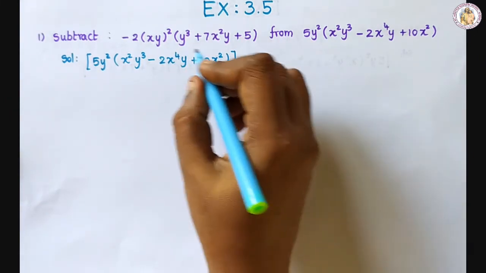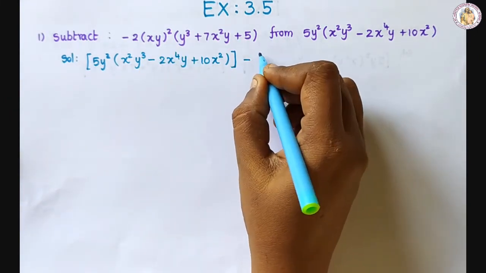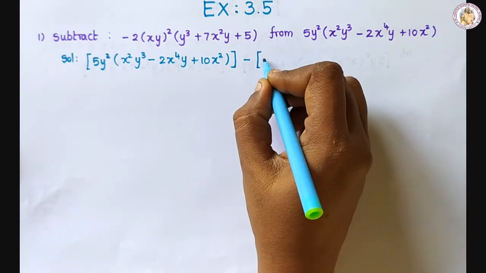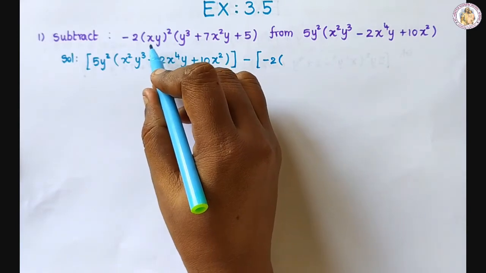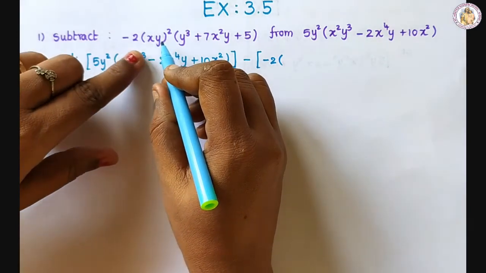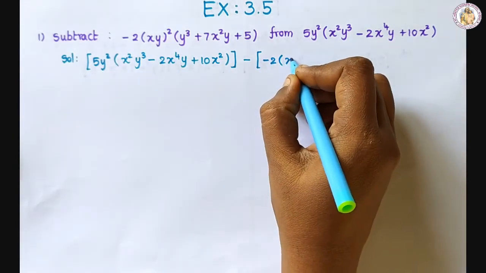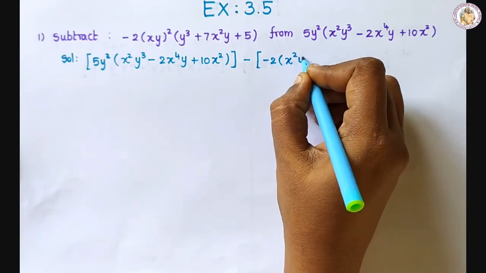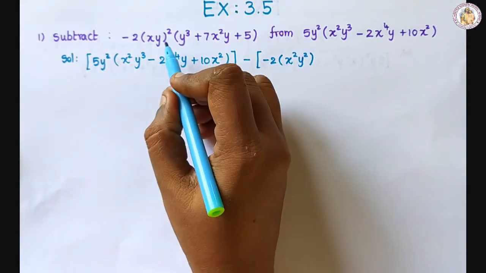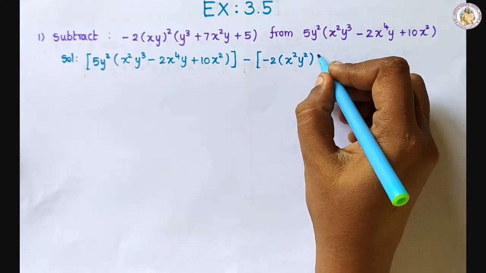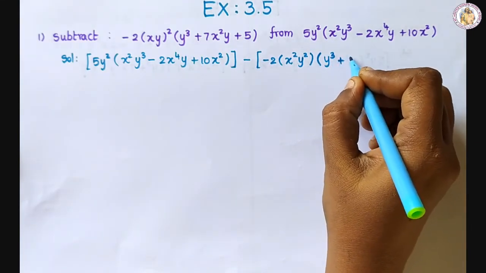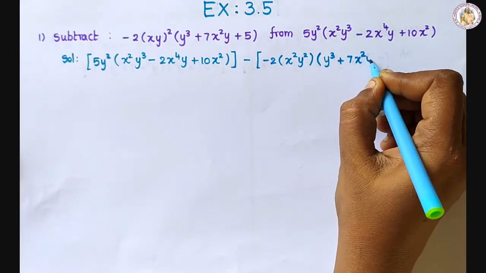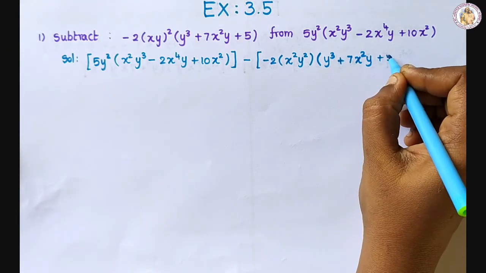From this we subtract this expression. So minus 2 into, listen, xy whole squared. Write this like x squared y squared. Splitted the powers. Now y cube plus 7x squared y plus 5.